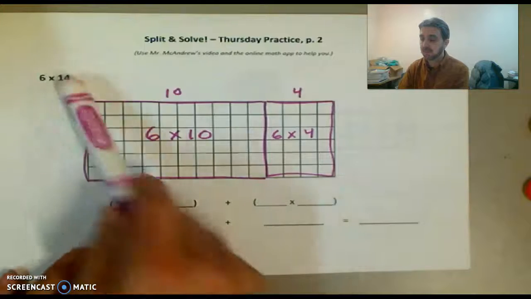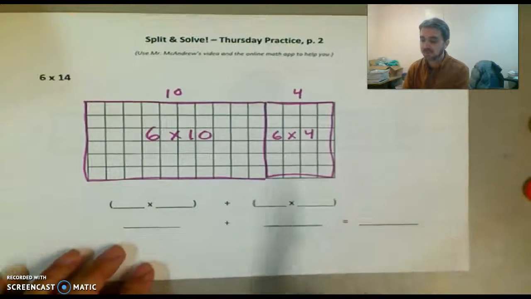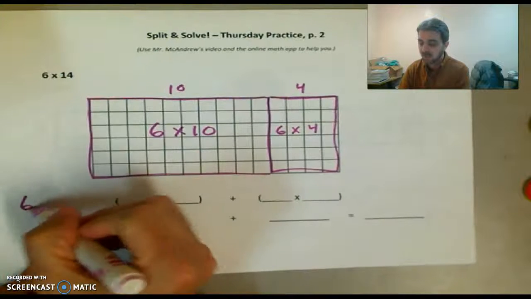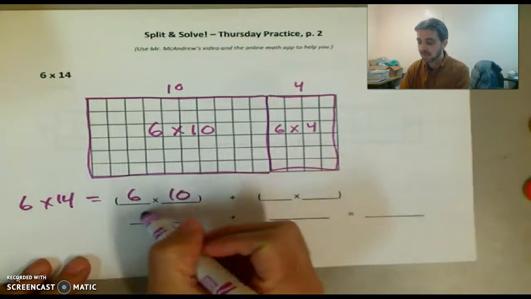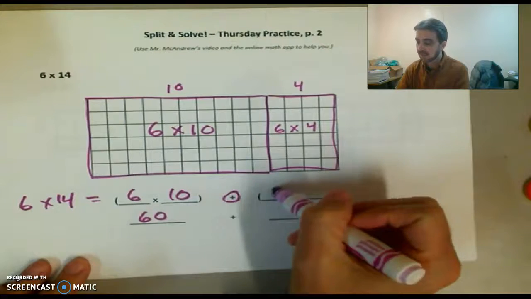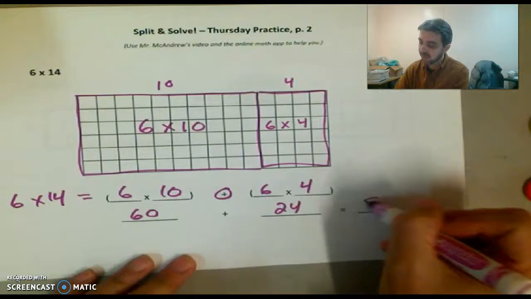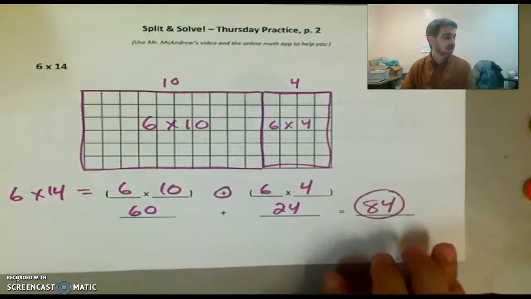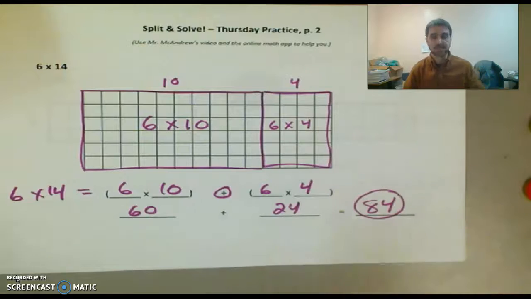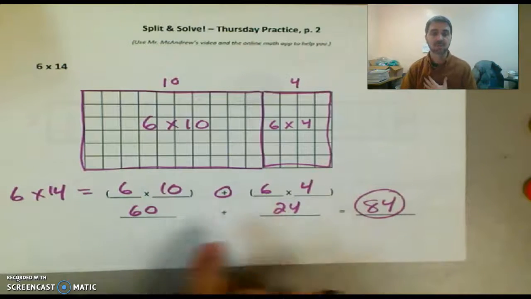Okay, so I broke up 14 into 10 and 4. I did 6 times 10, and I did 6 times 4. So in other words, 6 times 14 equals 6 times 10, or 60, plus 6 times 4, which is 24. And I can add 60 plus 24 and get 84 pretty easily. Okay, so it's a lot easier for me to be able to do. And so this is how the second one works. If you need to correct what you did yesterday, you can go ahead and do that.